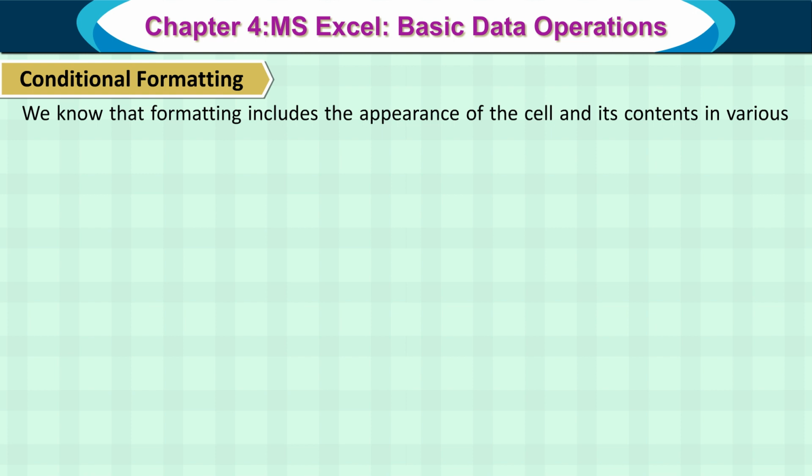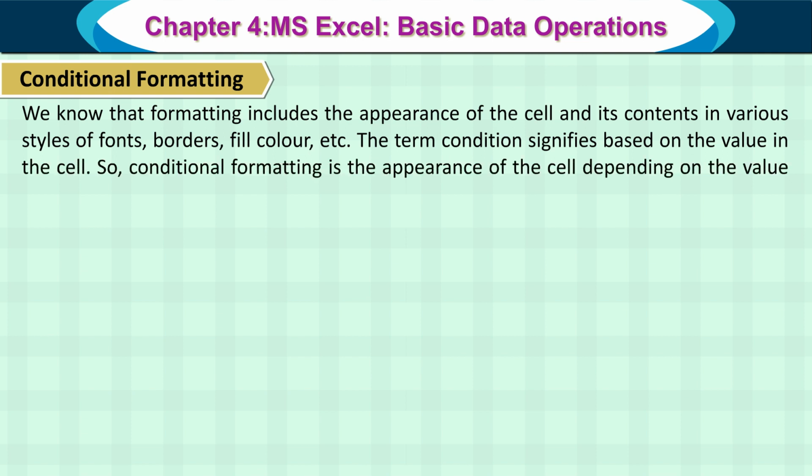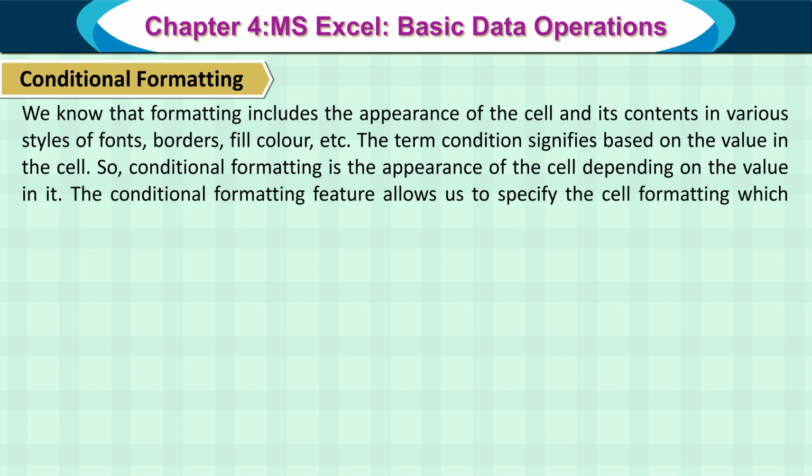Conditional formatting. We know that formatting includes the appearance of the cell and its contents in various styles of fonts, borders, fill color, etc. The term condition signifies based on the value in the cell. So, conditional formatting is the appearance of the cell depending on the value in it.